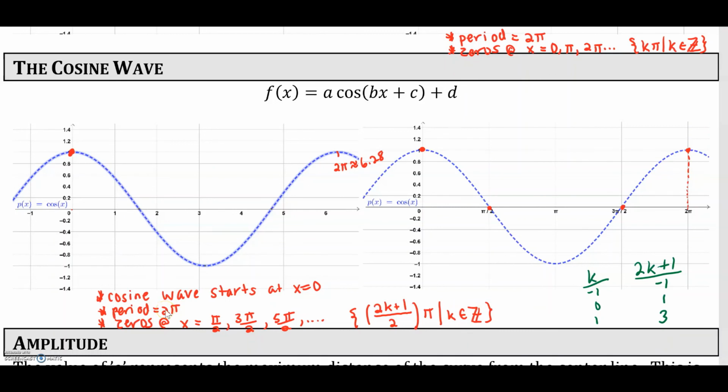Now that we've discussed a little bit about the standard sine and cosine curves, let's discuss some more attributes of these curves.